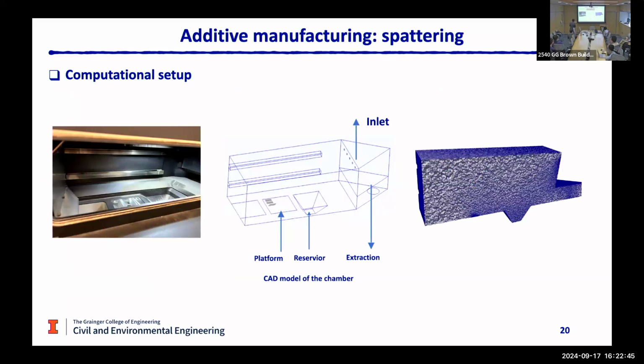We did some experiments at UIUC. This machine was donated by GE for educational purposes. I didn't show you the full machine, but it's a Laser Concept machine, a very old version. This is the chamber of the printer. We built a detailed CAD model for this AM machine chamber. You see, we pretty much resolve all the geometric details of that chamber, including the printing platform, powder reservoir, cross-flow inlet, and cross-flow outlet.